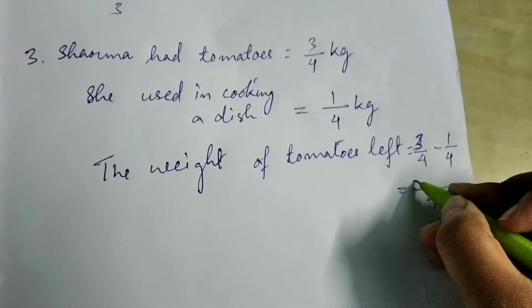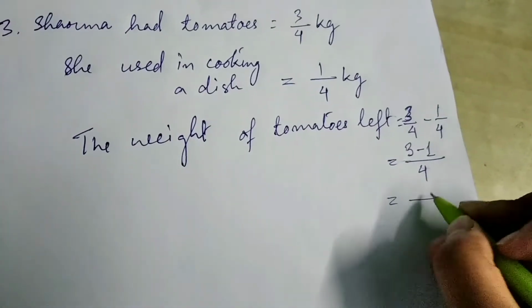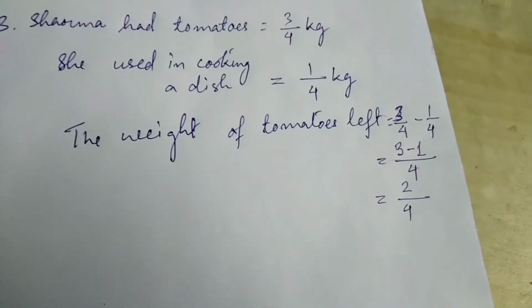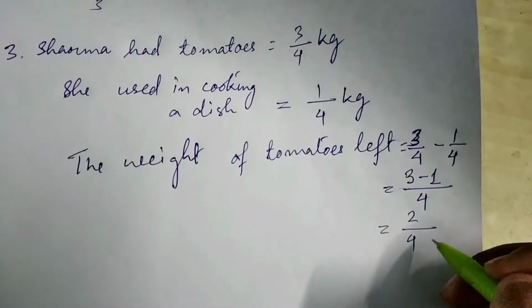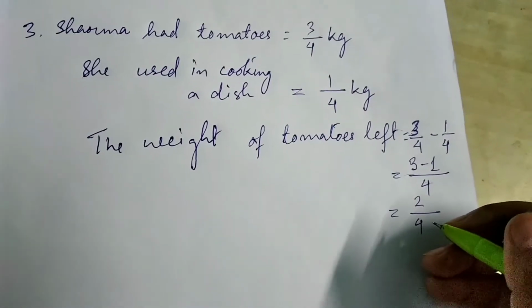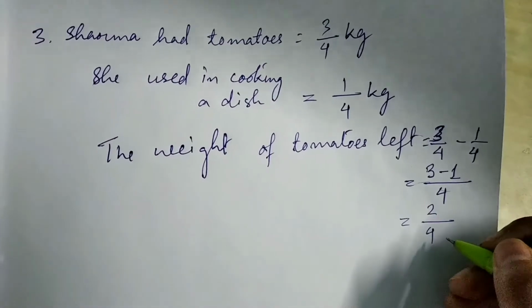It will be 3 minus 1. So when you do it, you will get what? 2 by 4. So 2 by 4 is the answer. If you do it in its lowest term, it will be 1 by 2 is the answer. So you do till this much also, then also it is correct. So let us go to number 4 question.